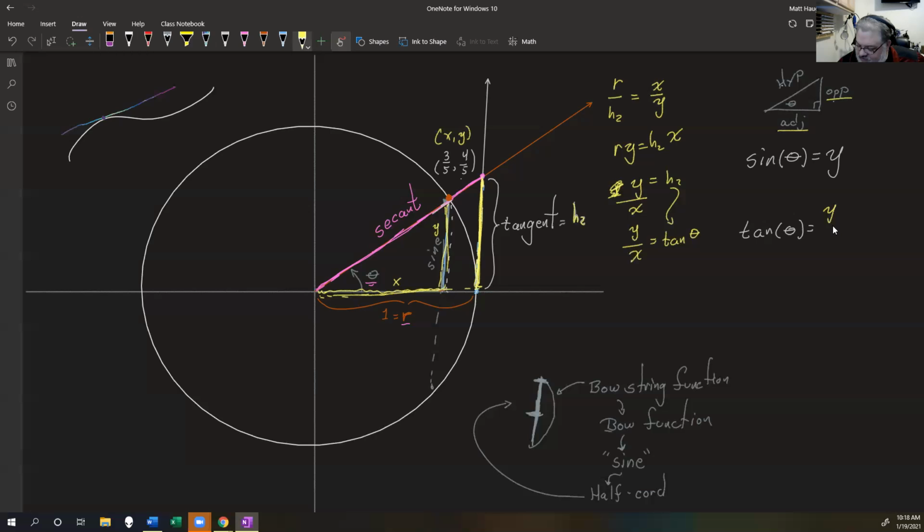Well, that physical length is equal to the ratio between the opposite and the adjacent, between the y and the x, because of similar triangles. So are we finding the ratio between y and x, or are we finding this physical length? We're finding both. Neat.